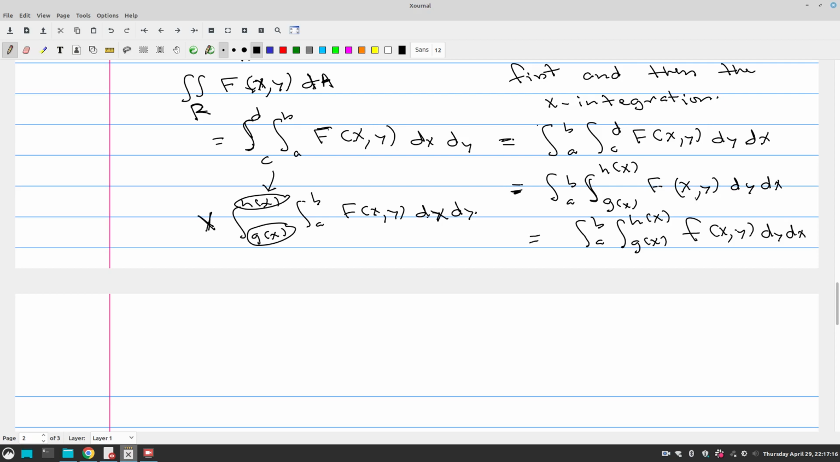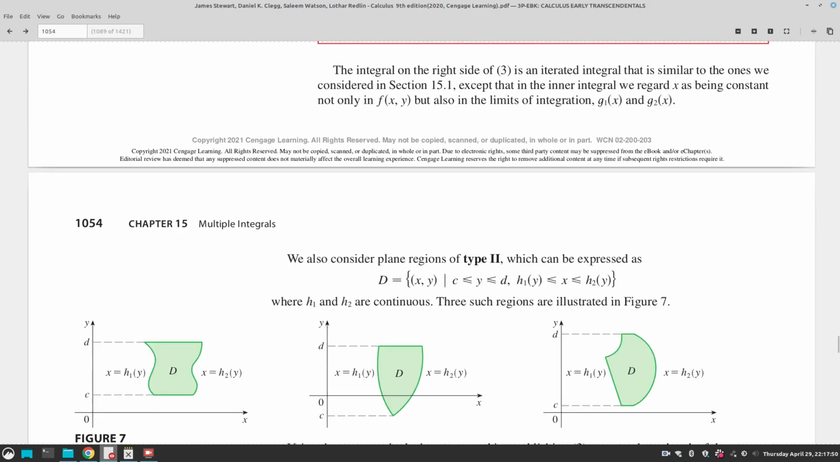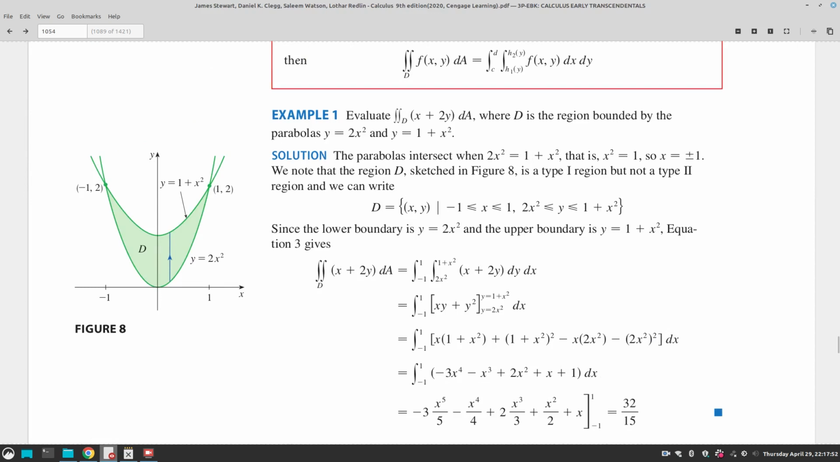When we look at type 2 regions, I'll show you why Fubini's theorem is important. Type 2 regions are bounded by functions of y, and the x limits are functions of y while the y limits are constant. Then we'll see the actual usefulness of Fubini's theorem when applied to arbitrary regions. Okay, so let's look at some problems on type 1 regions.